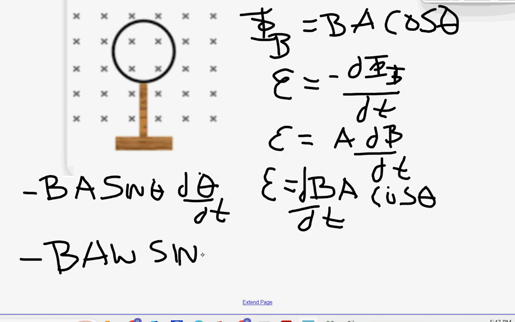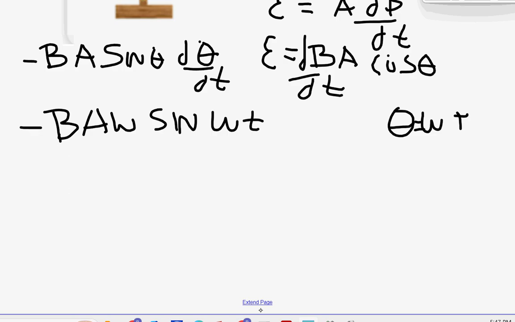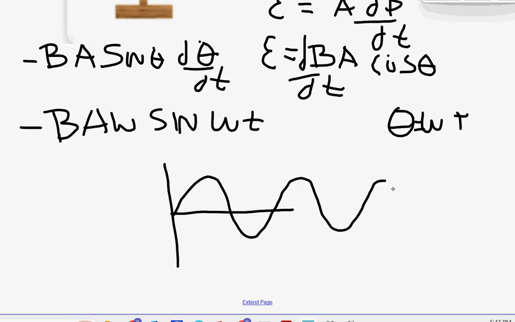Now we can write theta as omega times t. Why? Because if it's a constant angular velocity, that's what we got. Theta equals omega times t. Now, what would that look like if it was a graph? Well, in a graph, we're going to be just having a sine wave like this, going around.